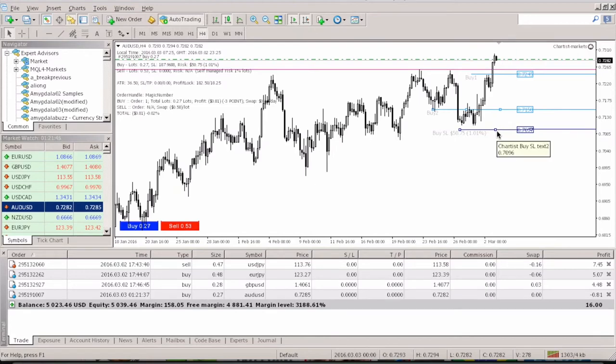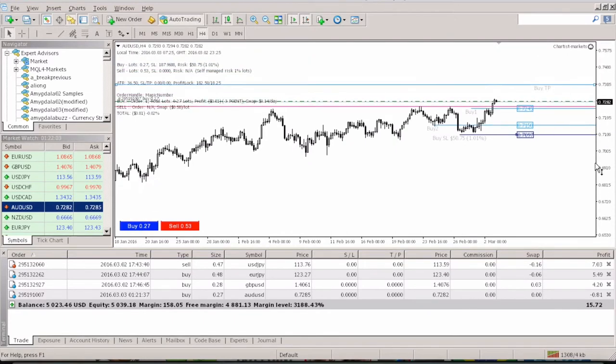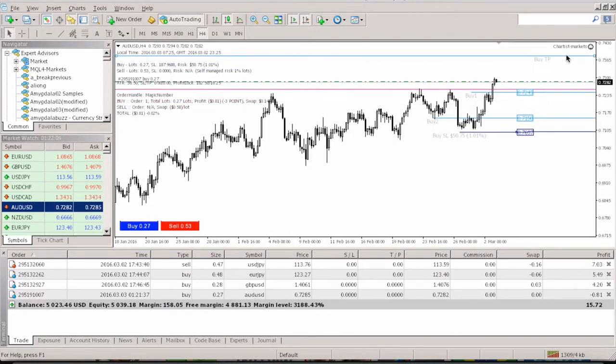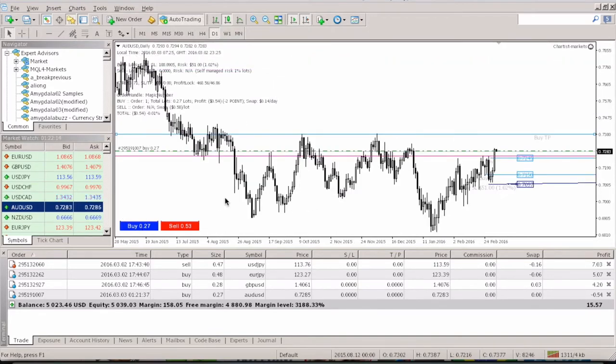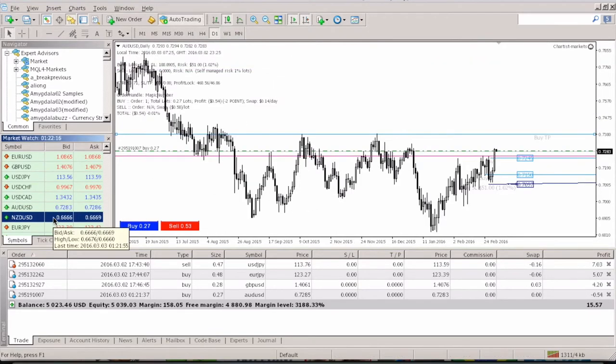So when the market is going down, a retracement, we put another buy order, buy 1 and buy 2. And if the market keeps going down, it hits the stop loss below the support line. And when it hits the stop loss, your risk is 3% because you have 3 orders.